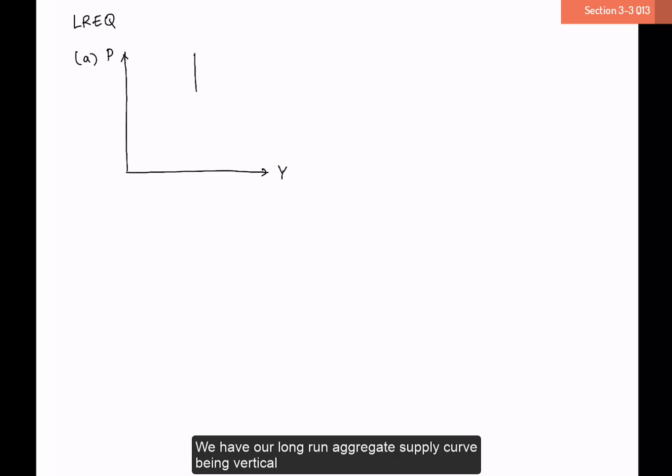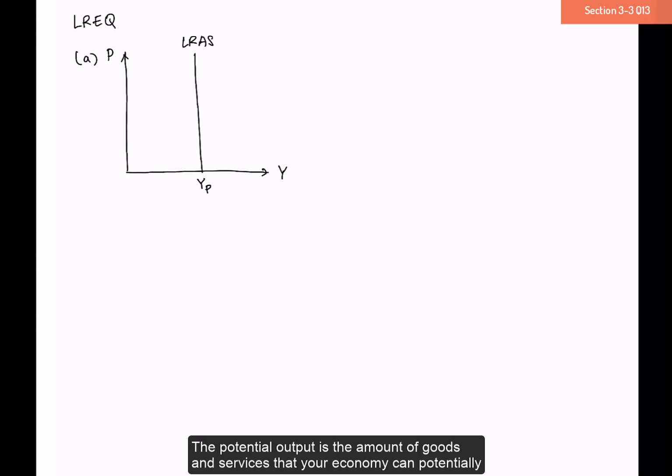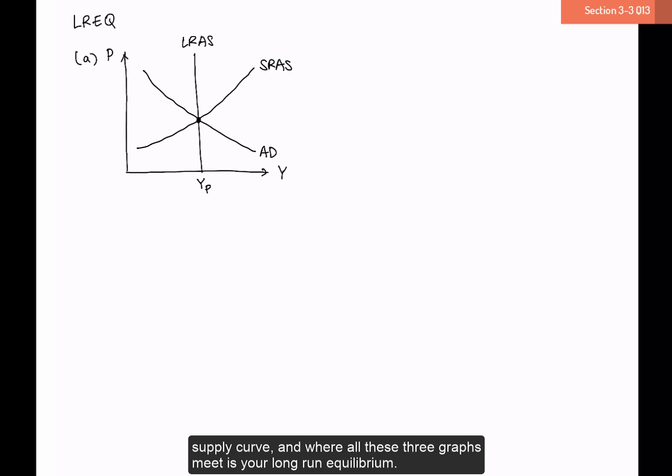We have our long-run aggregate supply curve being vertical at potential output, which is denoted as YP here. The potential output is the amount of goods and services that your economy can potentially produce at the current level of physical capital, human capital, and technology. Then we have a downward sloping aggregate demand curve, an upward sloping short-run aggregate supply curve, and where all these three graphs meet is your long-run equilibrium.